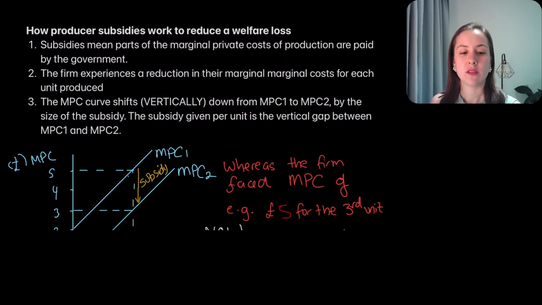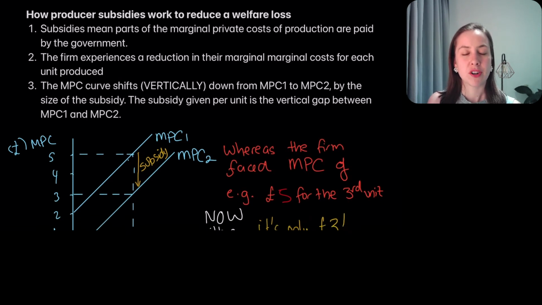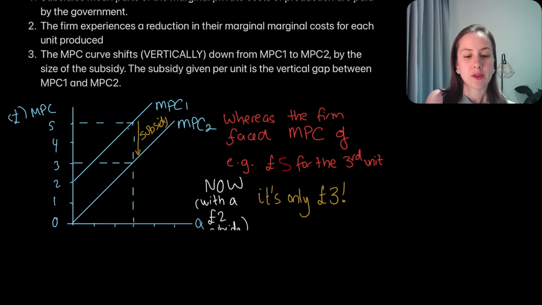Here's how a subsidy is going to work. A subsidy means the government is paying indirectly. I don't want to make it seem like they actually are paying, because they're giving the money to the firms, which means that the government in part has helped to pay for the marginal private costs of production that the firm would have otherwise faced. So the firm experiences a reduction in their marginal private costs for each unit produced.